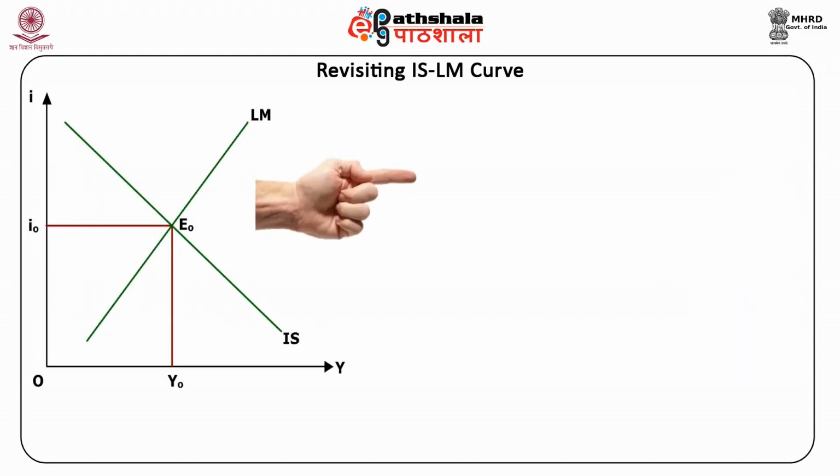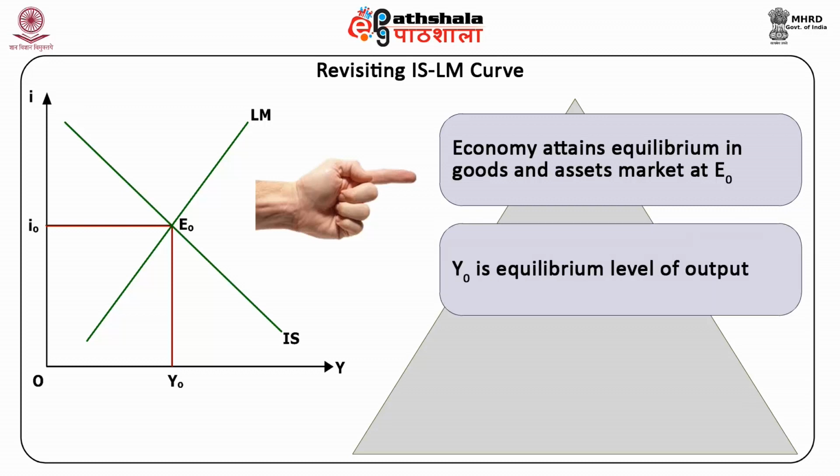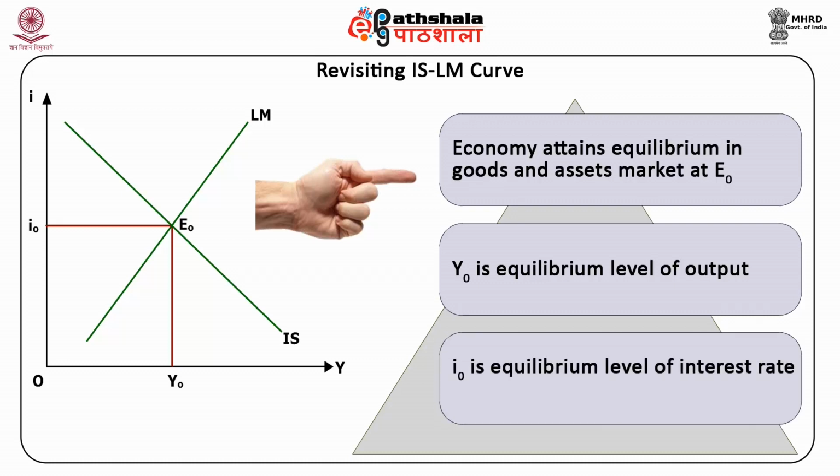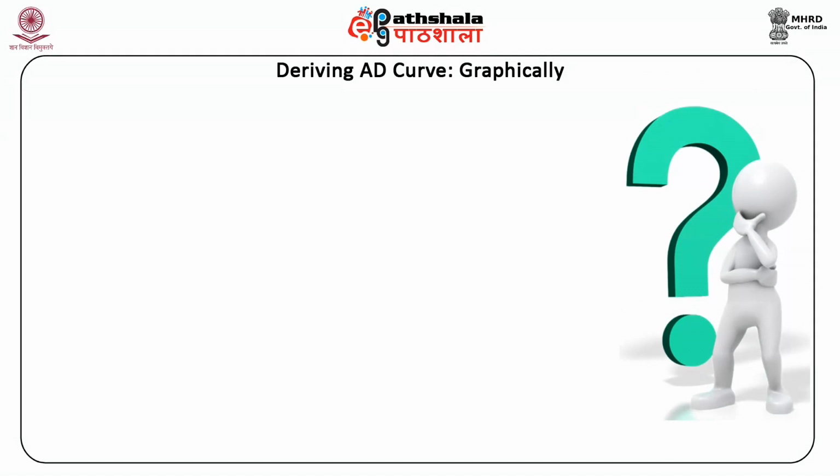This figure shows the ISLM curves in output interest rate space, where the economy attains equilibrium in goods and assets market simultaneously at point E0. The equilibrium level of output in the economy is Y0 and equilibrium level of interest rate is i0. Let us understand how to derive aggregate demand curve graphically.